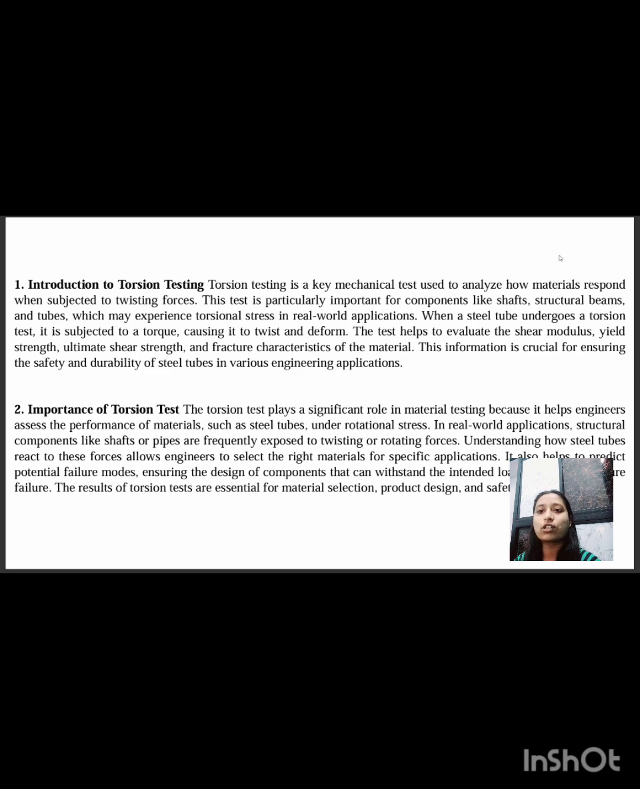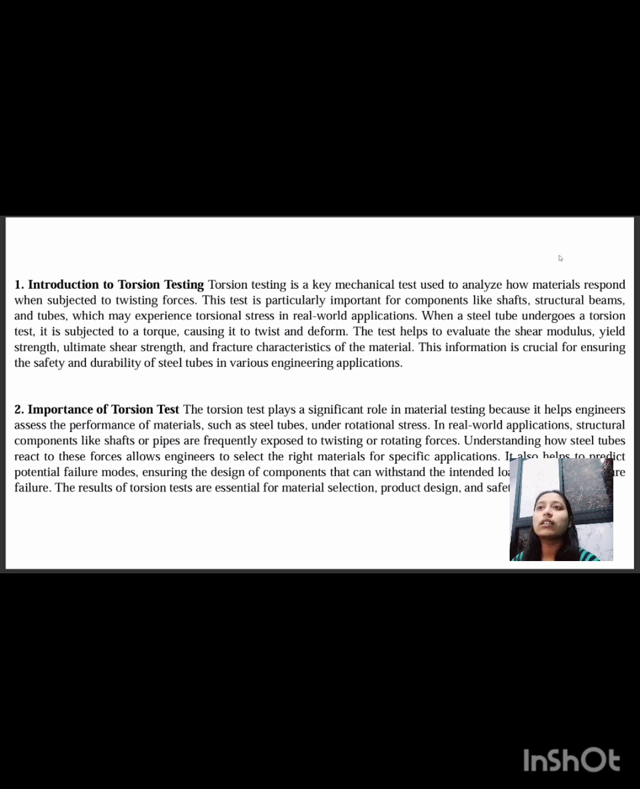Structural components like shafts or pipes are frequently exposed to twisting or rotating forces. Understanding how steel tubes react to these forces allows engineers to select the right material for specific application. It also helps to predict potential failure modes, ensuring the design of components that can withstand the expected loads without premature failure. The results of torsion tests are essential for material selection, product design, and safety standards.